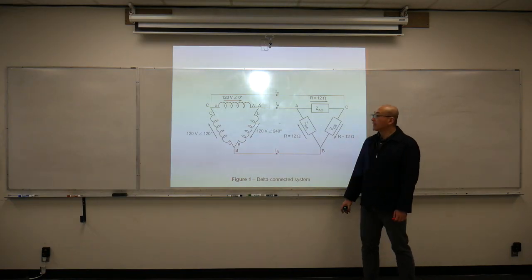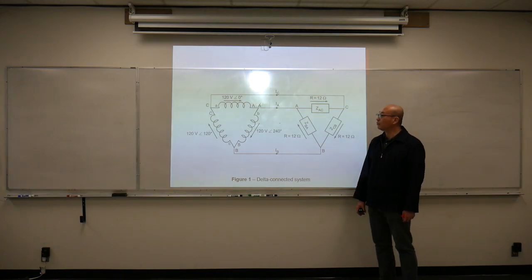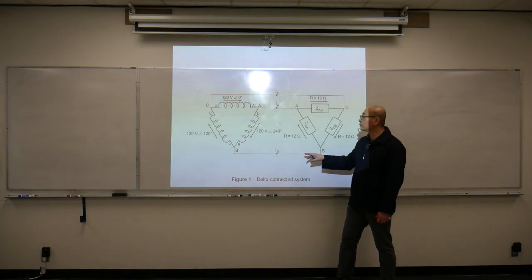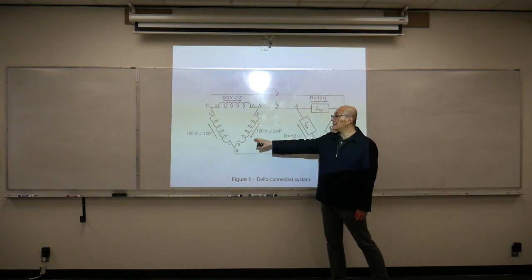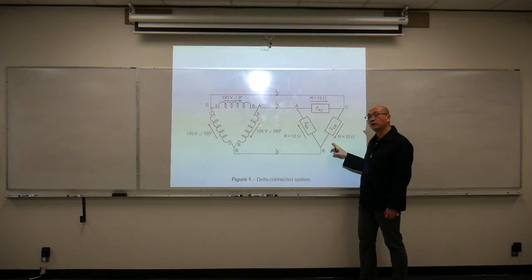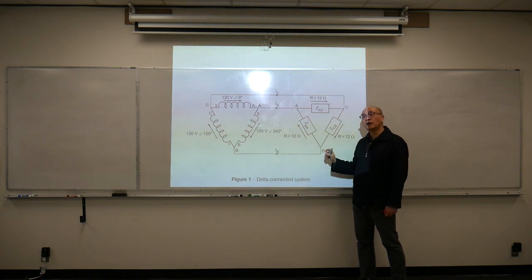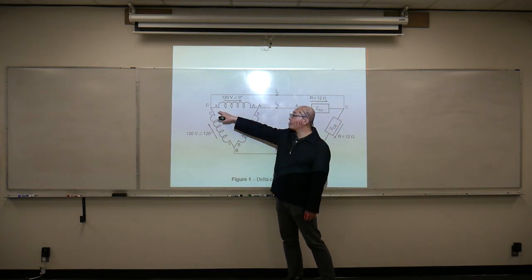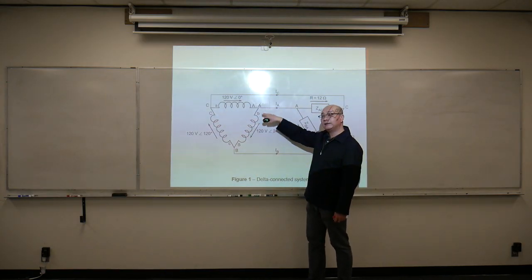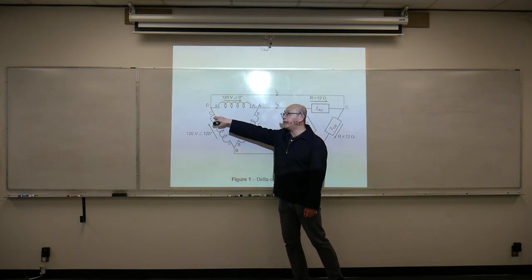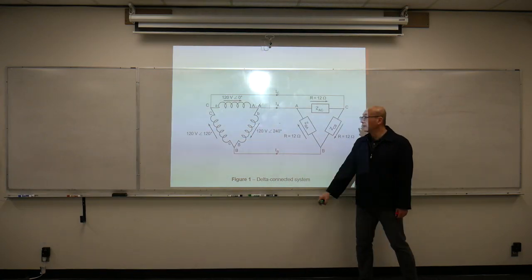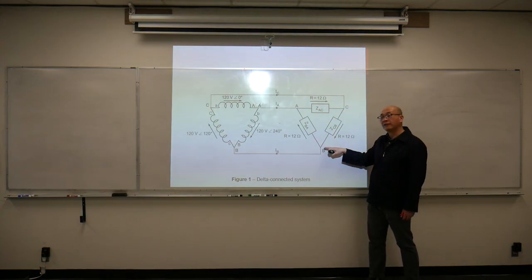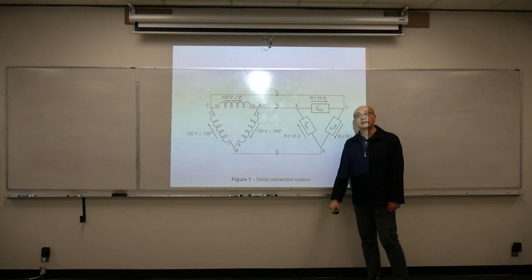When we draw this delta system, the current loop, we always want to draw the current from the source to the load. But inside the source or inside the load, the current is going to go in a clockwise direction. So the current comes from C to A, from A to B, and B to C on the source side, and also current from A to C, from C to B, and B to A on the load side.